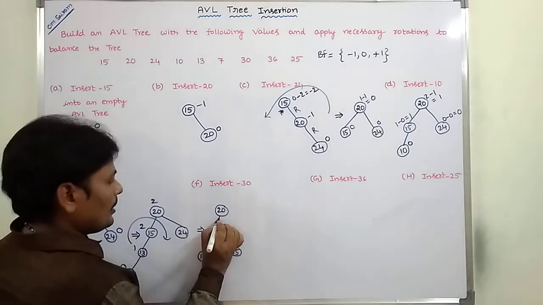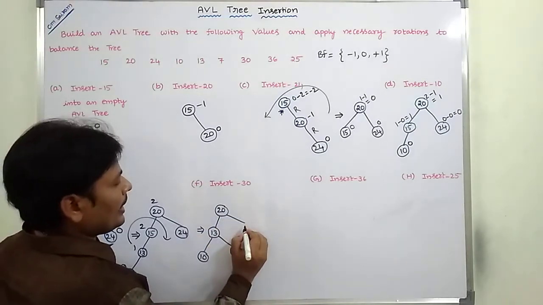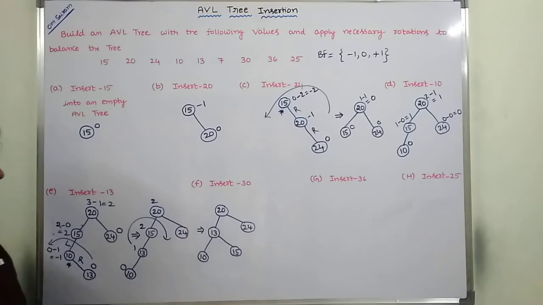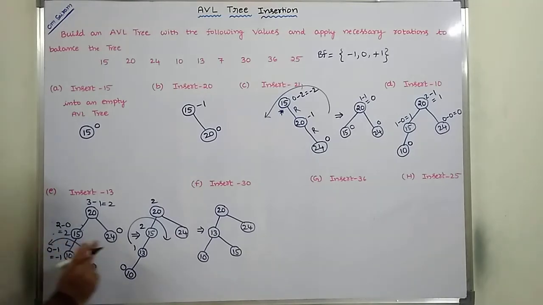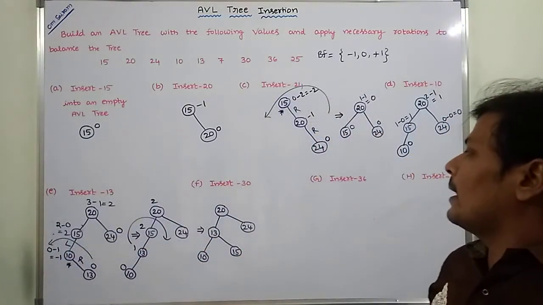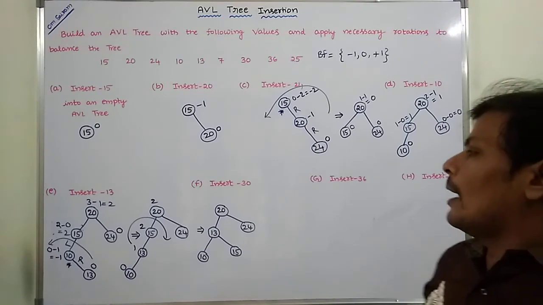So now this is one. Next we are getting 24. So this is the tree we are getting after performing LR rotation. In the LR rotation, first we are performing the left rotation, after that we are performing the right rotation. This is right rotation. This is left rotation. Now this is the tree after inserting element 13.